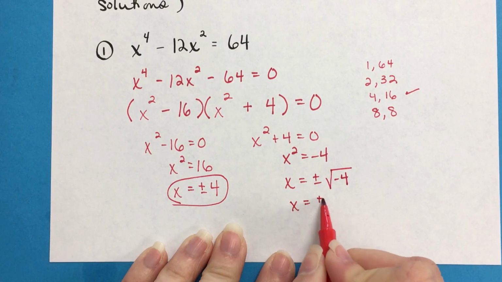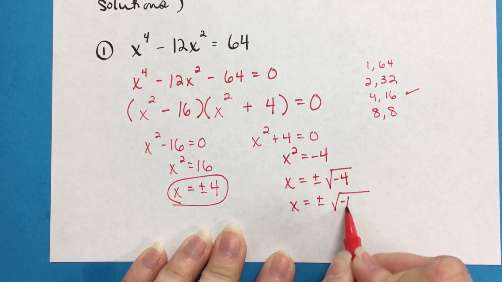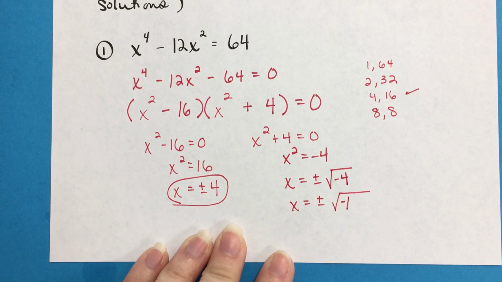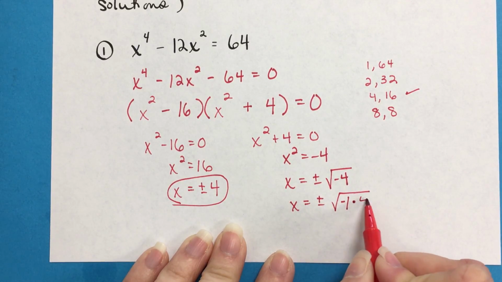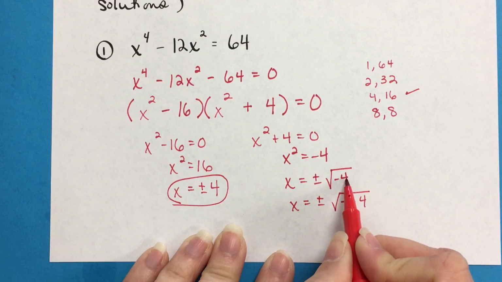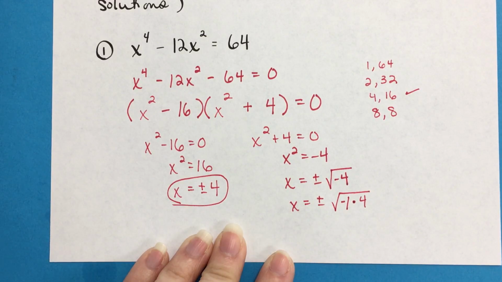Because of the negative, if you remember what we did before, we separated the negative with a negative 1. And sometimes we broke down this number, sometimes we didn't, and I'm not going to in this case because 4 is already a perfect square.